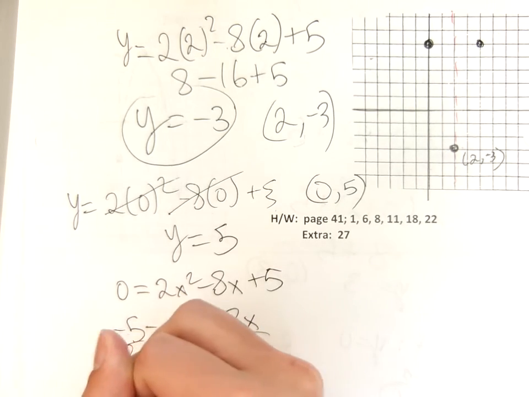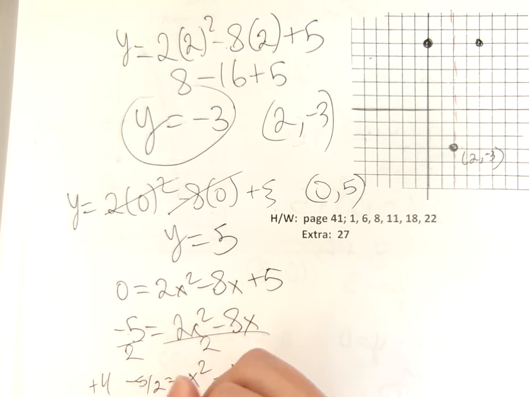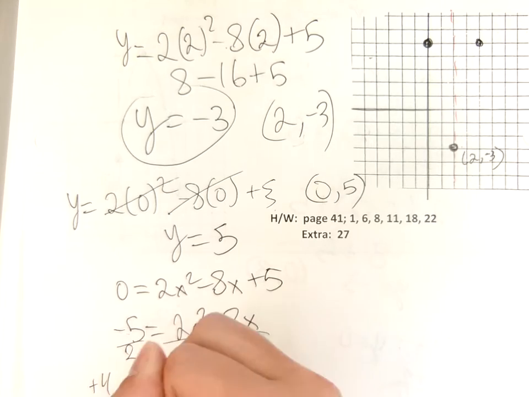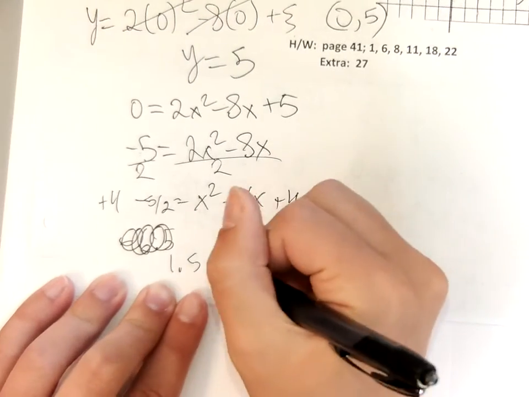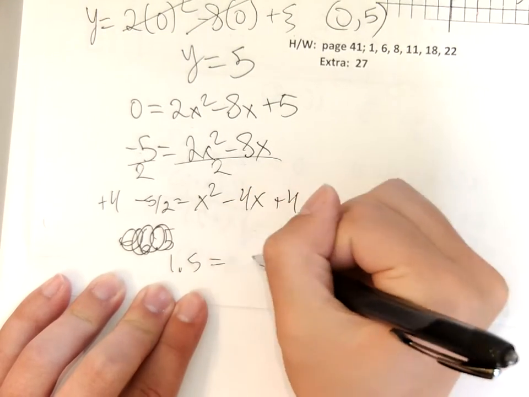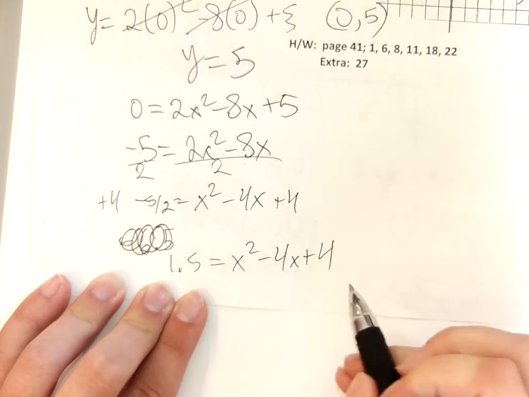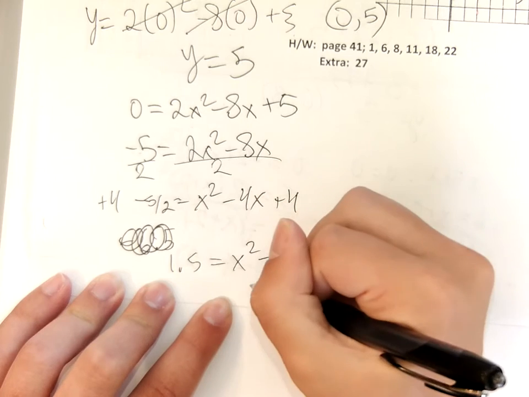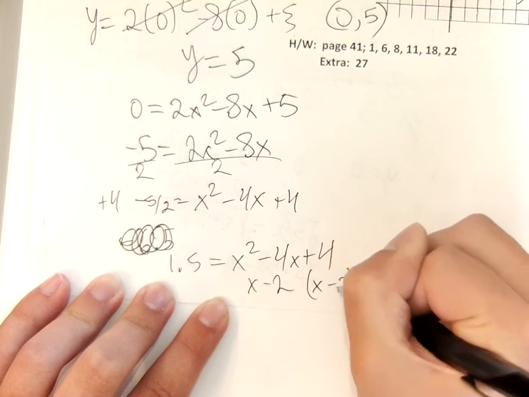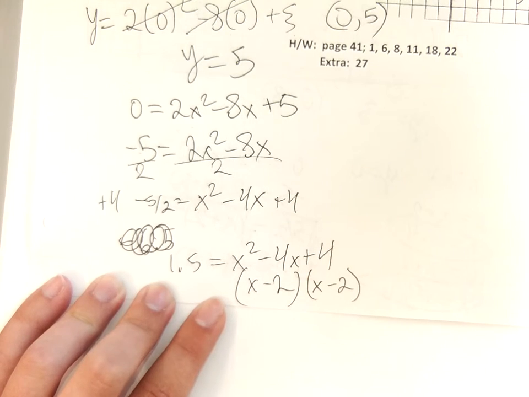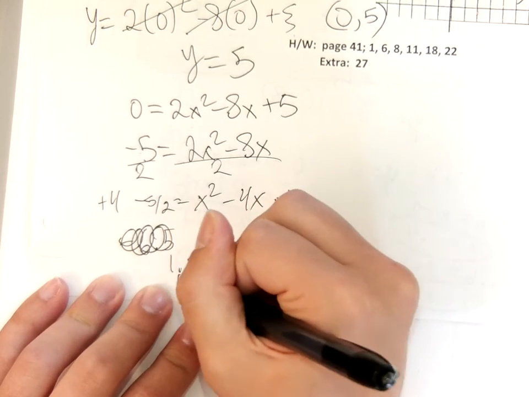All right. Okay, so what's 4 minus 2.5? That's 1.5. Okay, and that'll factor into x minus 2, quantity squared, right? X minus 2, x minus 2. Do you agree, Carly? Yes. So you got 1.5 equals x minus 2 quantity squared, right?